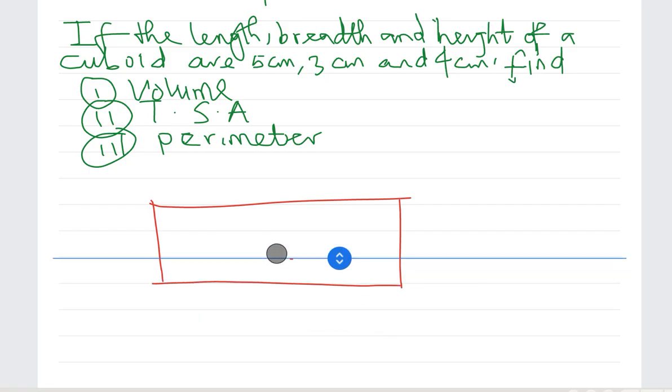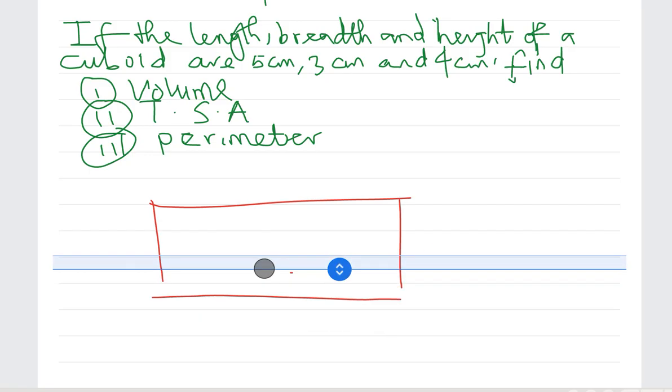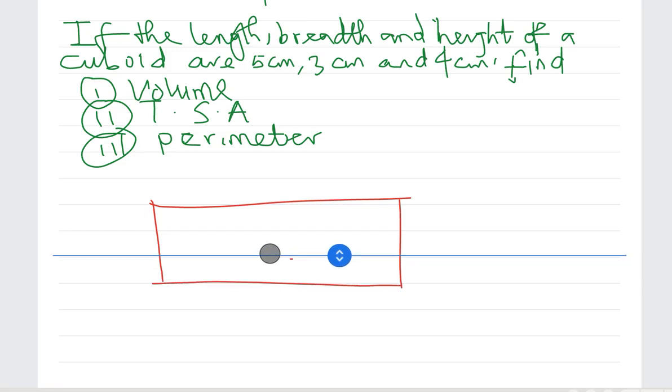Oh, I don't know why it is doing like this. My pad doesn't want me to draw. Okay. Alright, so we'll draw it.